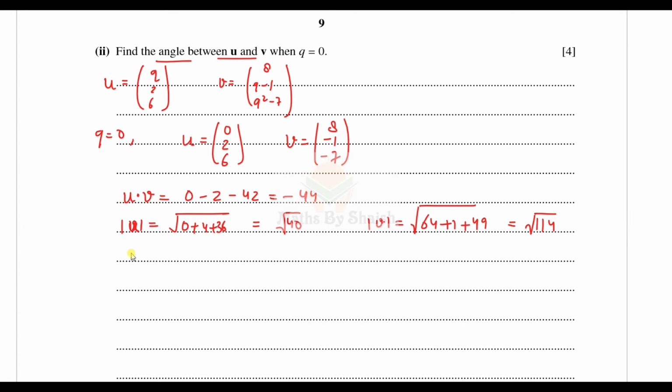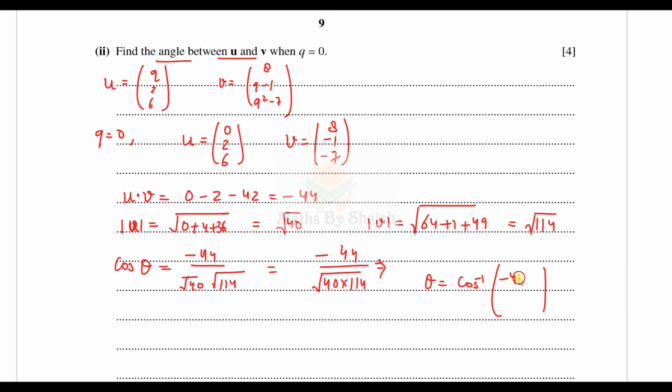So now we have u, v, their magnitudes and their dot product, so we can get cos theta, the angle between them. Let's say the angle between them is theta, so cos theta is going to be u dot v, minus 44, over the magnitude of u, that is root 40, and the magnitude of v, and hence theta is equal to cos inverse of minus 44 over root 40 into root 50. Let's calculate what is that.